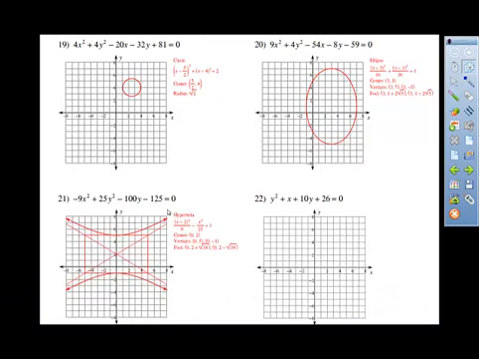Okay, I already graphed this one. This is a hyperbola. We can tell because there are opposite signs. Now, for hyperbolas, there's a bunch of weird stuff right here.